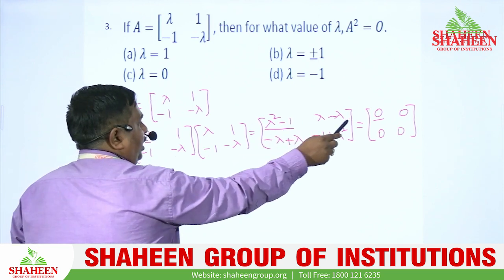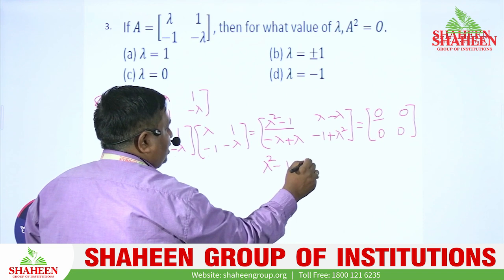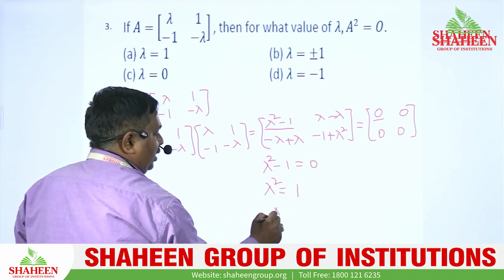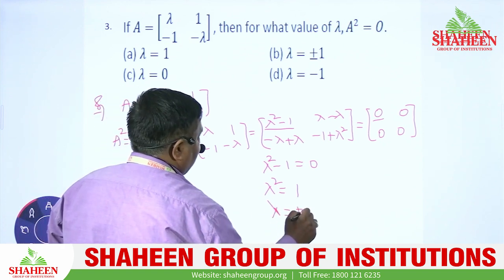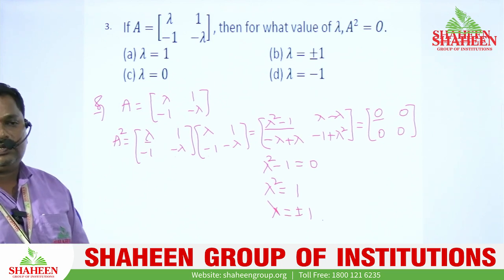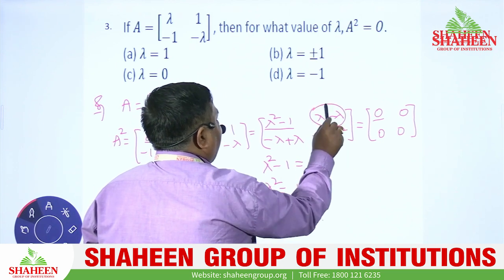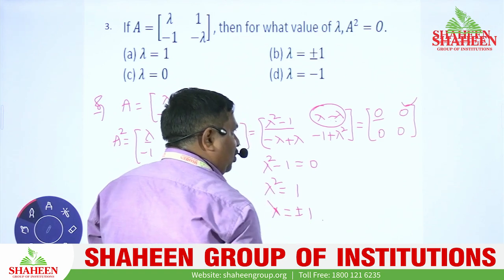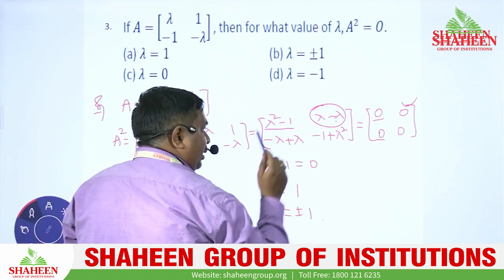First element equal to first element, that is we will get lambda square minus 1 equals 0, and lambda square equals plus 1, and we'll get a lambda value equal to plus or minus 1. What is lambda value here? Plus or minus 1. If you compare with the second element, what is lambda minus lambda? 0. 0 equal to 0, that is correct only. The third element of this matrix, lambda minus lambda, 0, that is correct only.